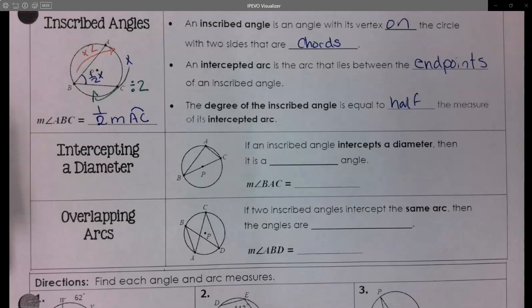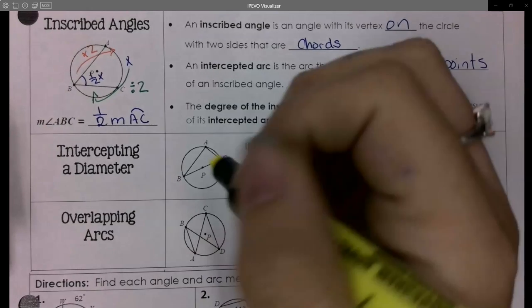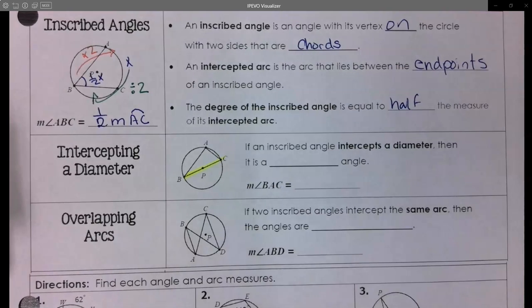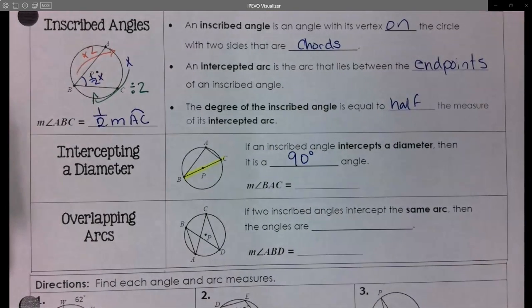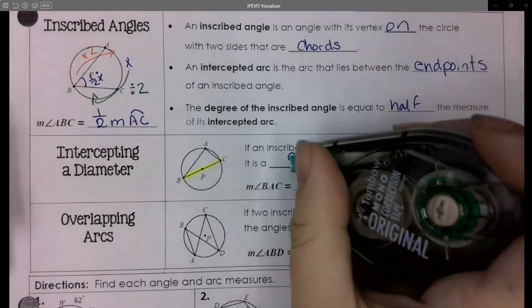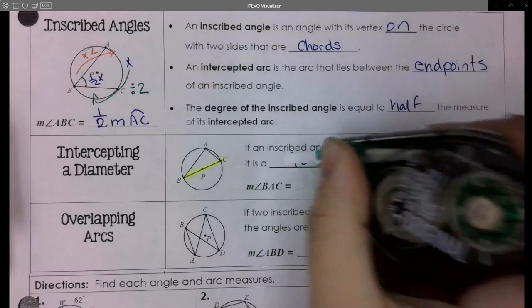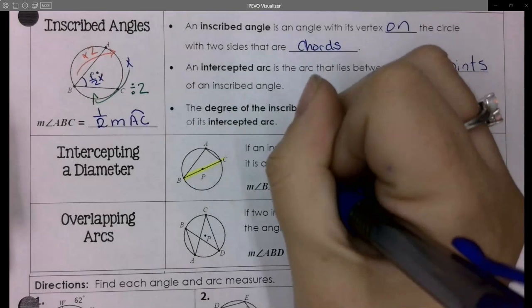So the next thing I have is intercepting a diameter. So notice that my intercepted arc makes this diameter across the circle. It is a 90-degree angle whenever this happens. Oops, this one I wanted to say right. And then the space below is 90.